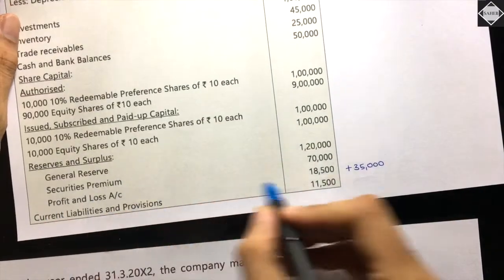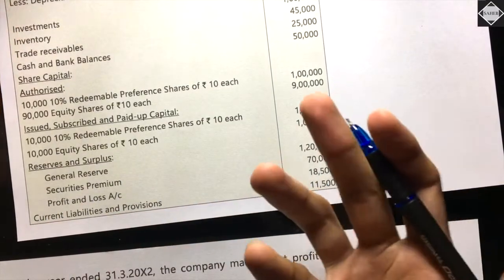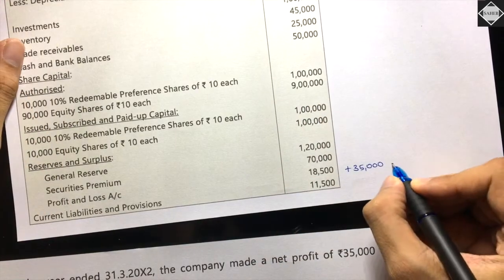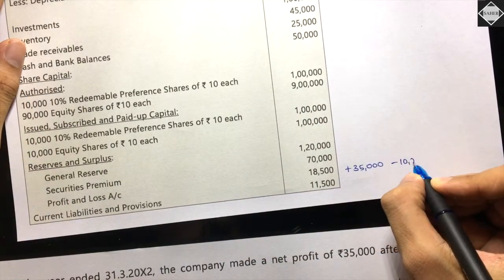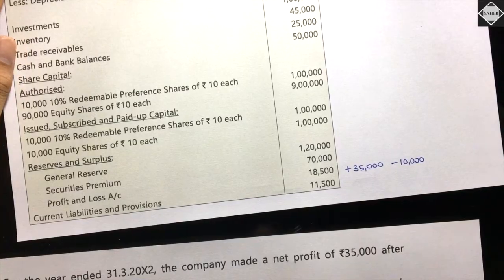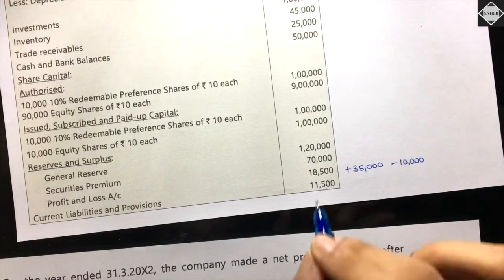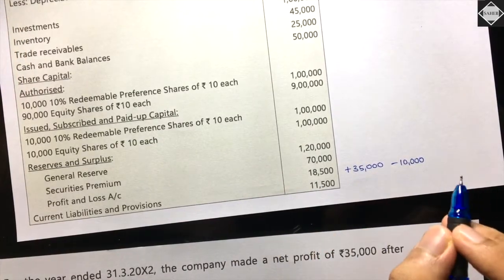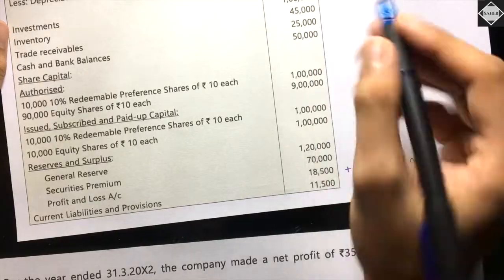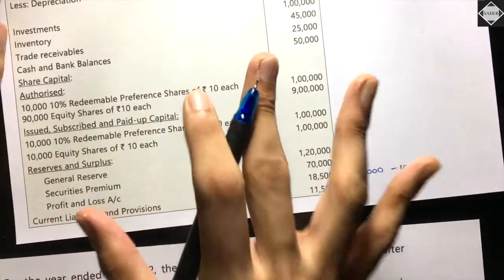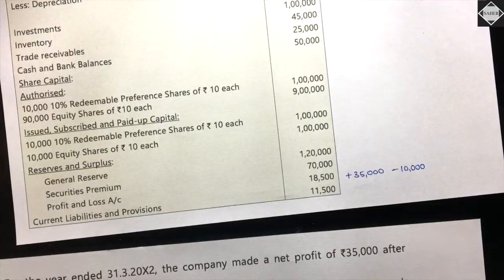Because of dividend, what happens? Profit and loss will decrease. Of course, profits are given out now. So minus 10,000. Simple? Yeah, easy. So 18,500 plus 35,000 minus 10,000. And the second effect is on cash, but we will not touch the cash right now. We will take the cash as a balancing figure at last. Next, what happens?